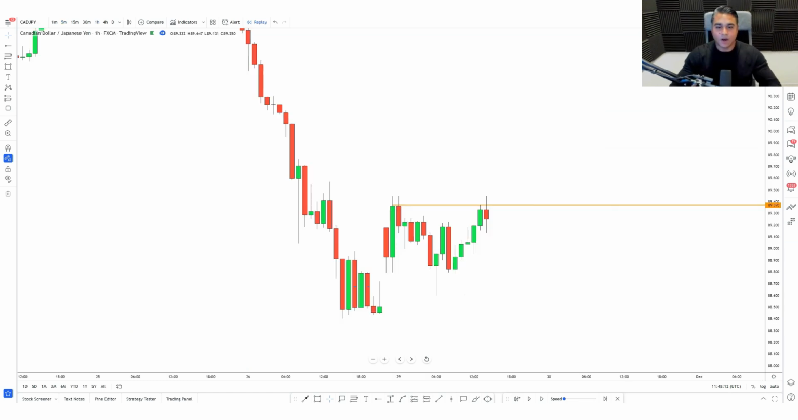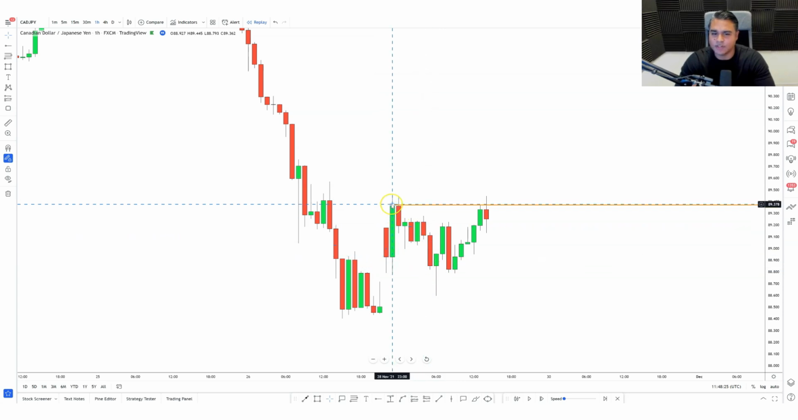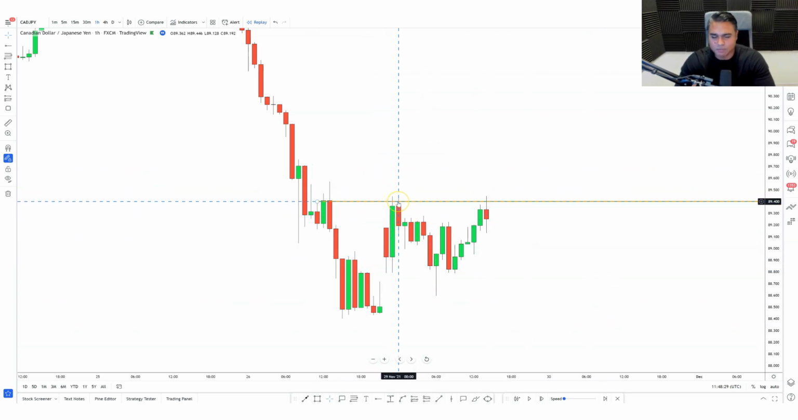Okay, traders, so now we're on the 1 hour time frame on CADJPY. I'm going to show you another example. Here we have a resistance level in the market. The overall trend of the market has been pushing bearish. We've pulled back to some of these previous structural highs. If you look to the left here, around 89.40, prices respected that level. We've come back into that level again.